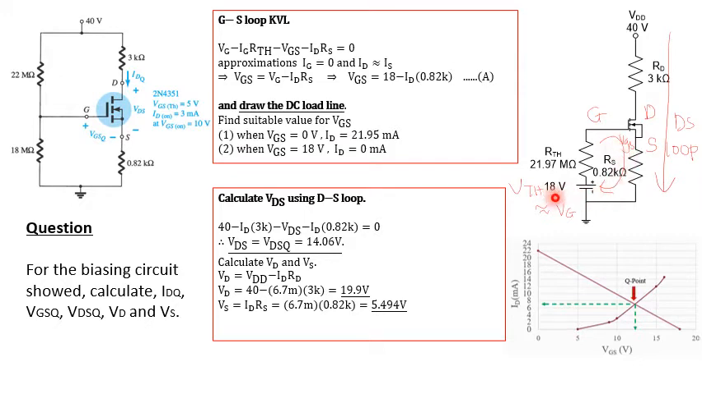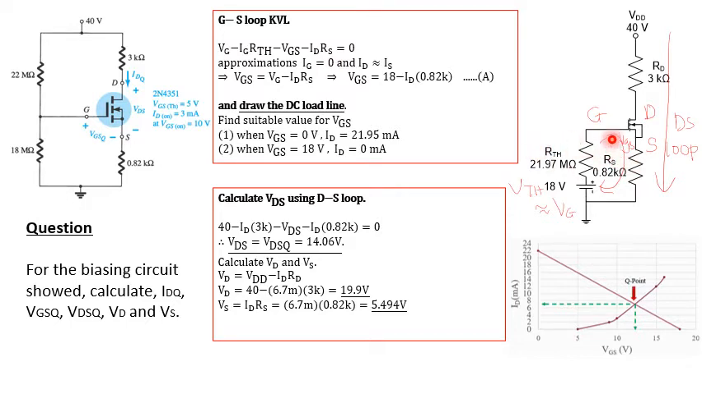Okay, the GS loop, for example, 18 minus IG, this one is IG, alright? IG RTH, IG across this resistor. Then minus the VGS. Don't ever forget to put the VGS. It is very important. You don't need to ignore it. You have to include the VGS in your calculation, even though it is not stated here, you have to put it. So now the loop continues with ID times RS.